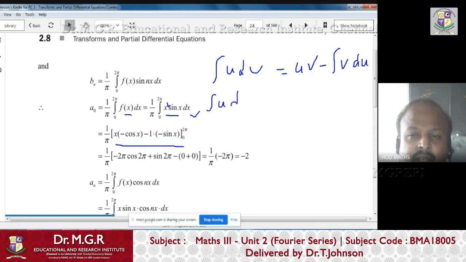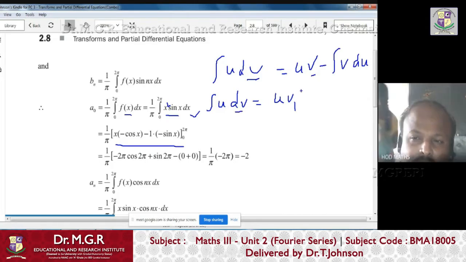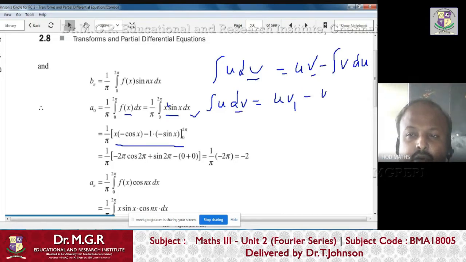This formula is called Bernoulli's formula. Same thing, u dv can be written as u, same u, v1. v1 means the same thing. If you integrate dv, you will get v. Here also, if you integrate dv, you will get v1. u v1 minus u dash. u dash means whatever you are getting, you have to differentiate one time, you will get u dash.